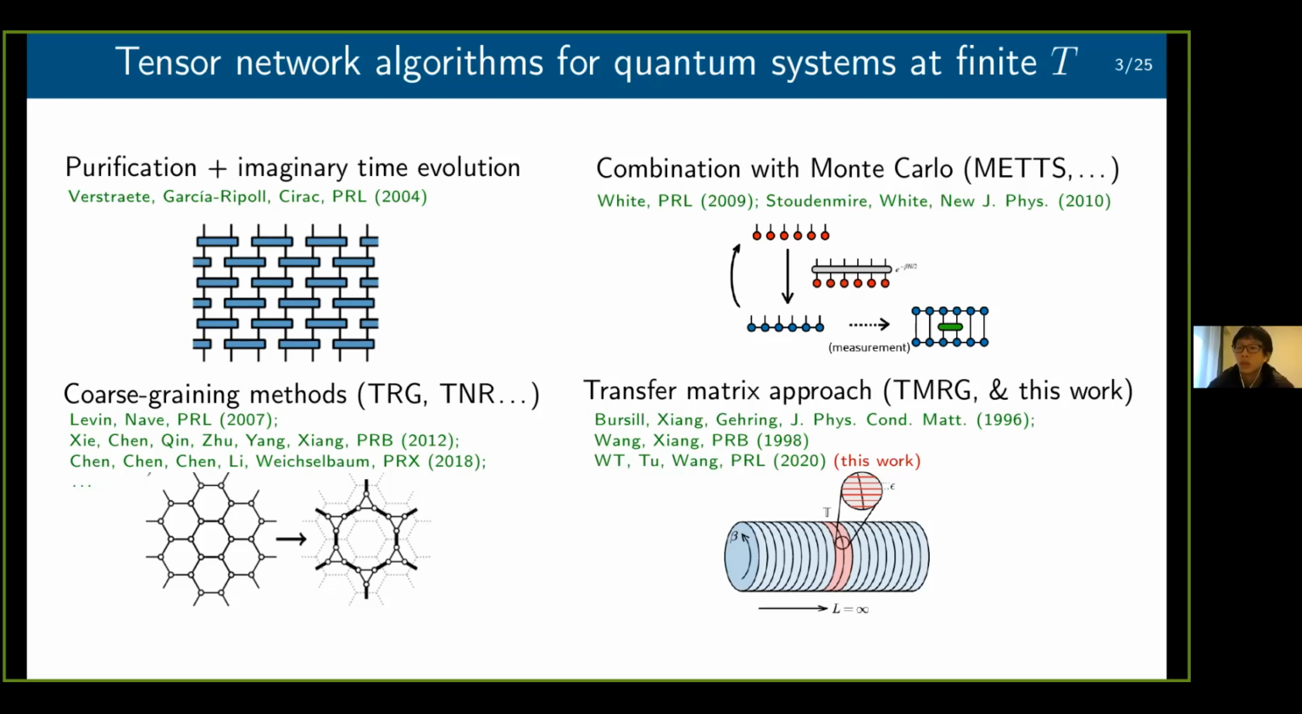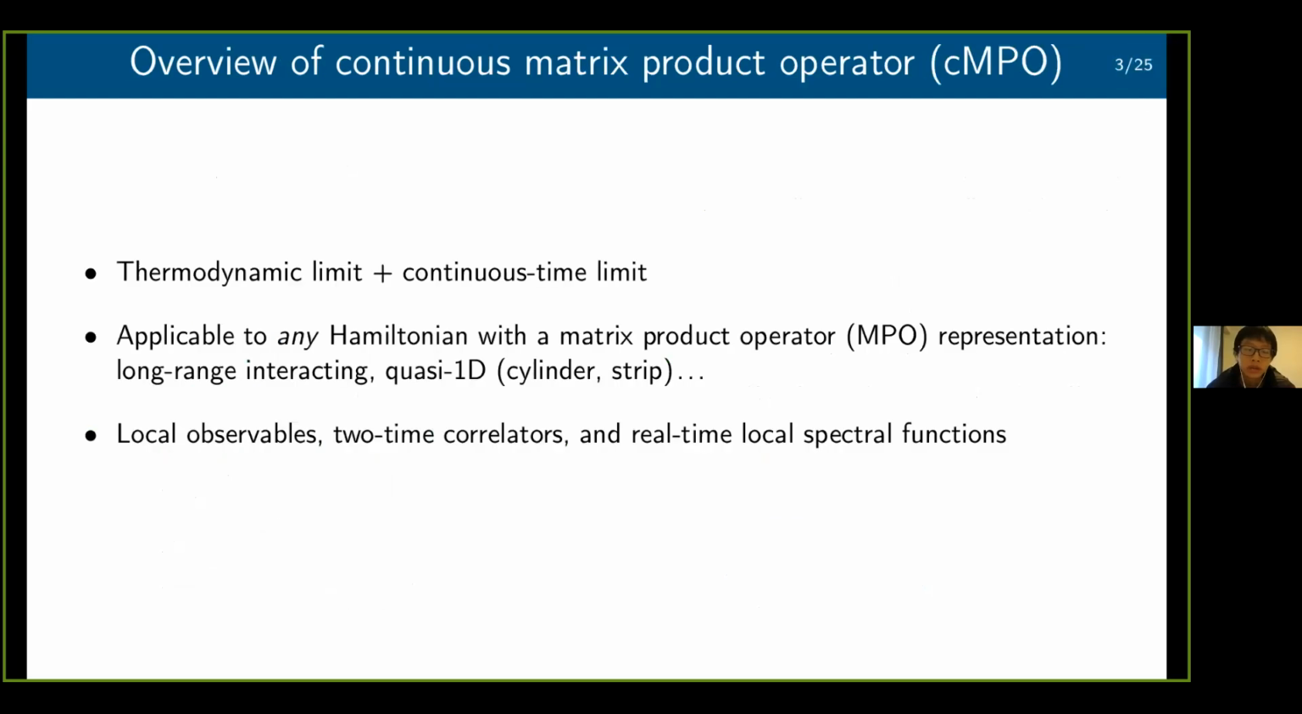And the benefit of our approach is that we can work directly in the thermodynamic limit and the continuous time limit. That means we have no finite size effect and no time discretization error. Our method is also applicable to any Hamiltonian with an MPO representation. That means we can apply our approach to long-range interacting systems and even quasi one-dimensional systems. And in our approach, we can obtain local observables and two-time correlators, and even real-time local spectral functions.